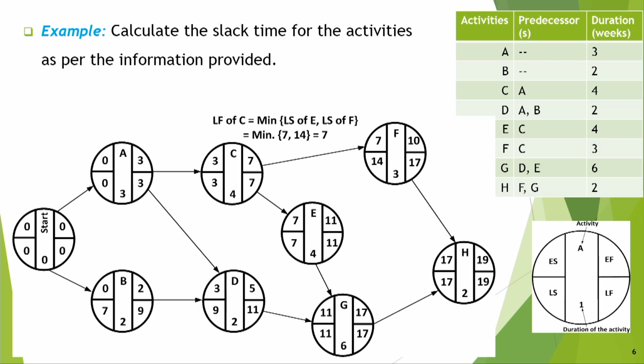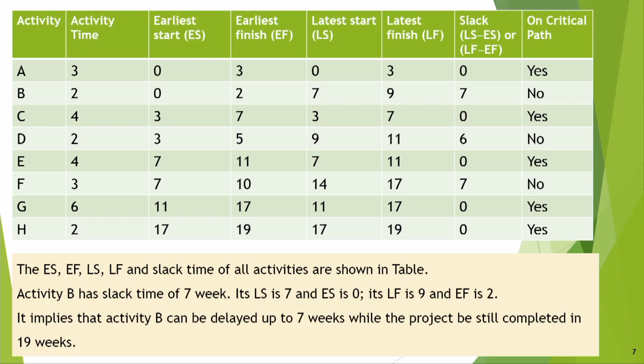Now, an example: calculate the slack time for the activities as per the information provided. I am showing the symbol. I have told you that in each node the activity is indicated by a letter, then at the bottom is the duration of the activity, and then the earliest start time, earliest finish time, latest start, and latest finish. This entire data is given, and we have also shown how it can be done. I have given the chart also, with the diagram, activities, their predecessors and durations shown.